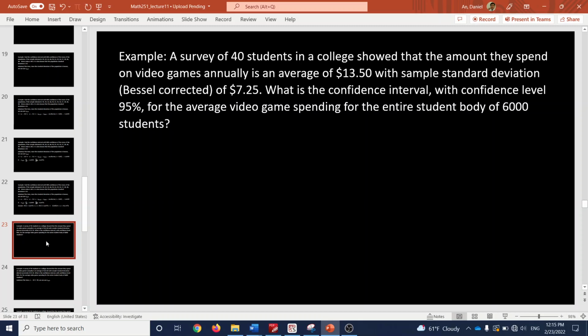I think this was collected before there was Steam. Do you think so? Yeah, right. Yeah, after Steam, everybody's spending like $30 or more.